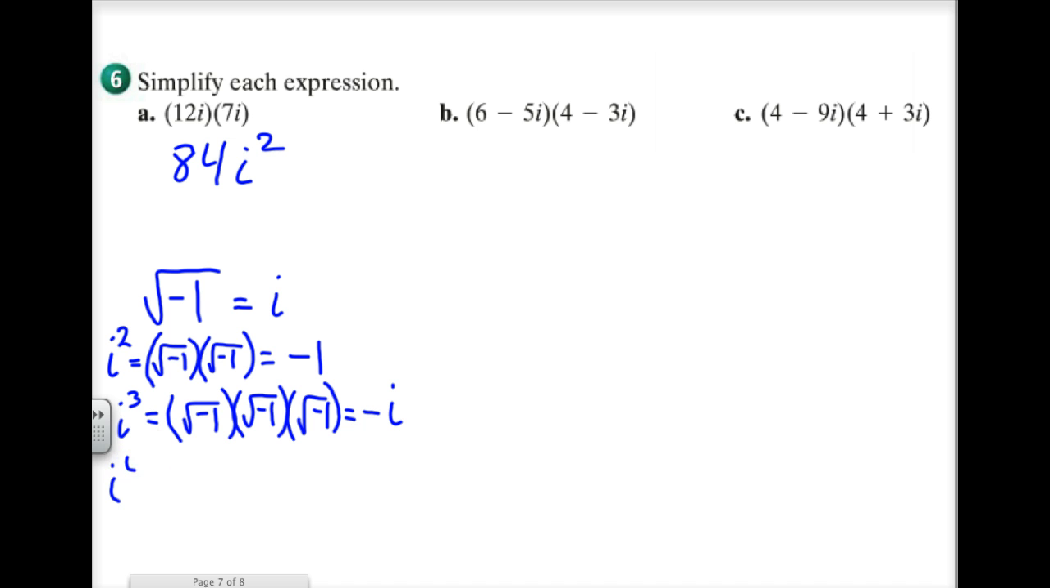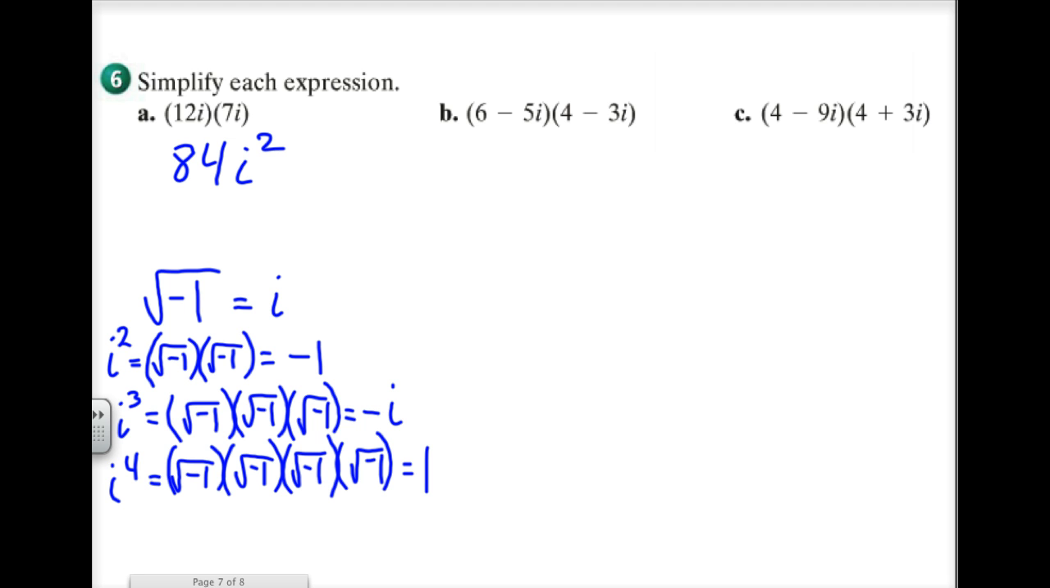And then i to the fourth power gets rewritten as the square root of -1 times the square root of -1 times the square root of -1 times the square root of -1, or -1 times -1, which is just 1. And then this repeats itself: i, -1, -i, 1. And so i to the fifth would be i again. i to the sixth would be -1. i to the seventh would be -i, and i to the eighth would be +1.